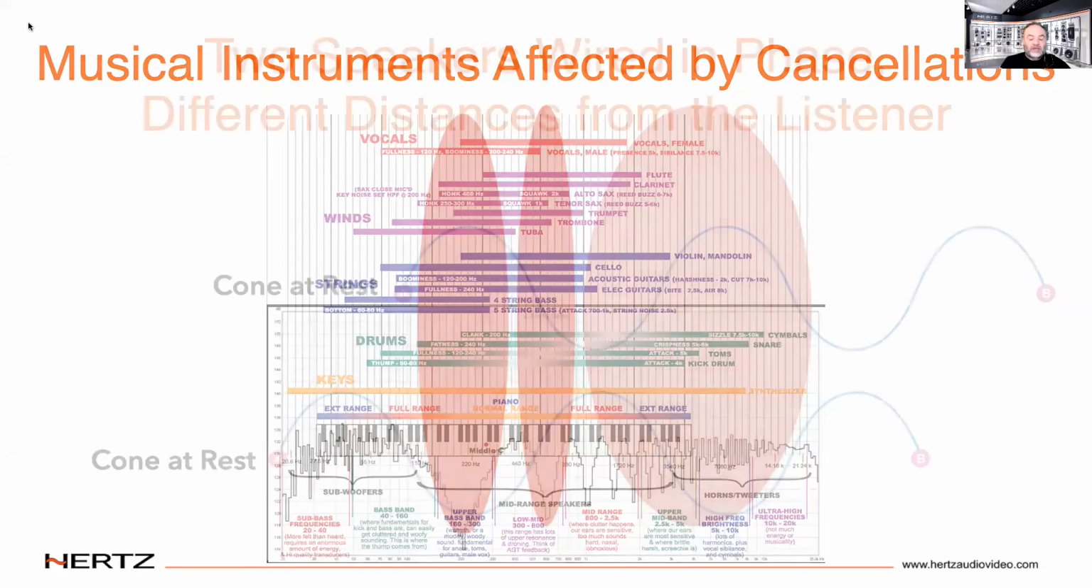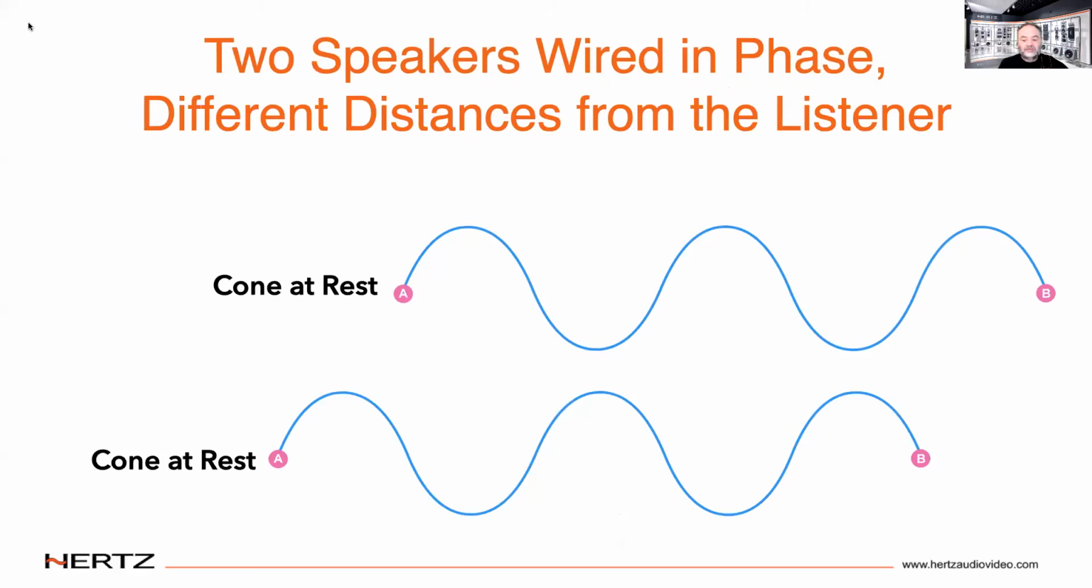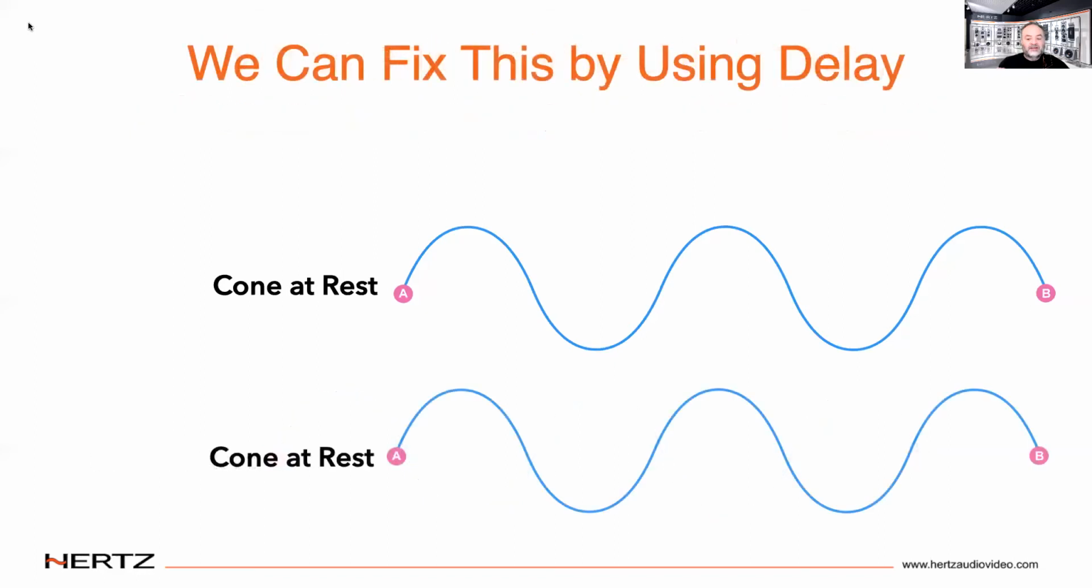So we have two speakers that are different distances from the listener. What's a way to correct that? We can use delay, and we delay the near speaker so that everything arrives at the same time. And now they're in sync again. And that's really important because of the response. We don't hear it as two different arrivals.